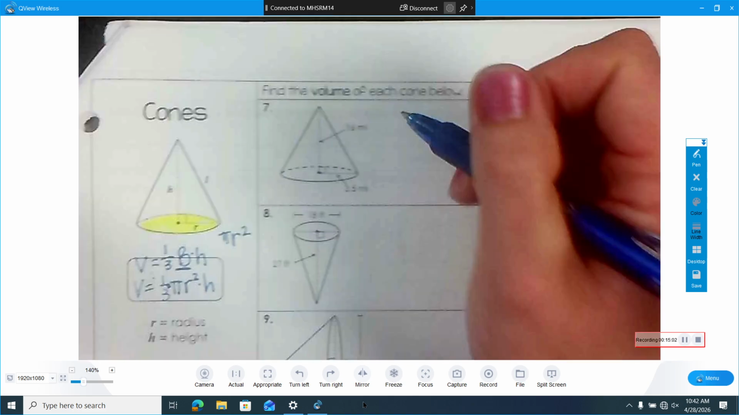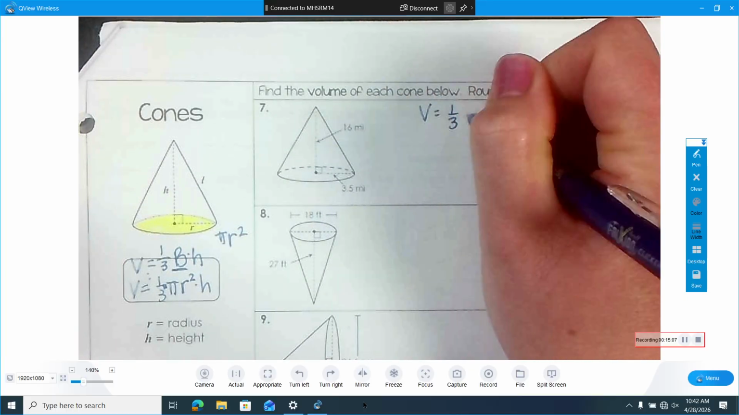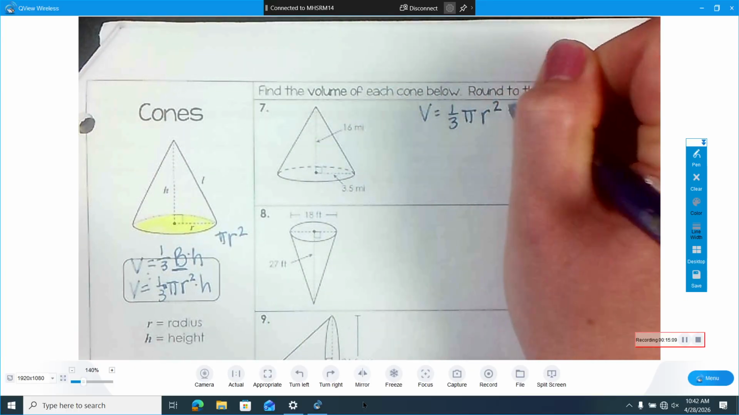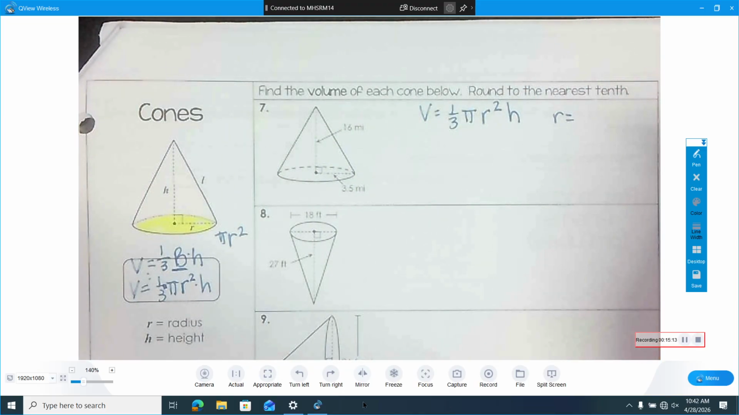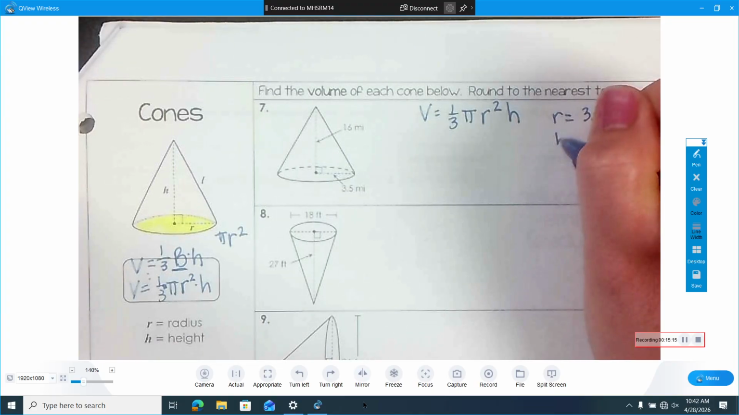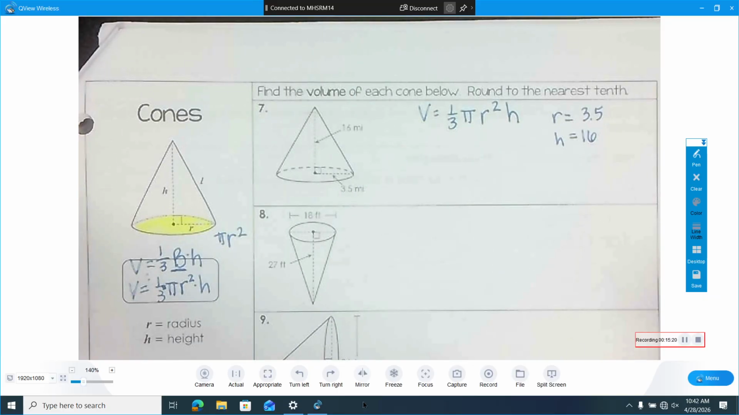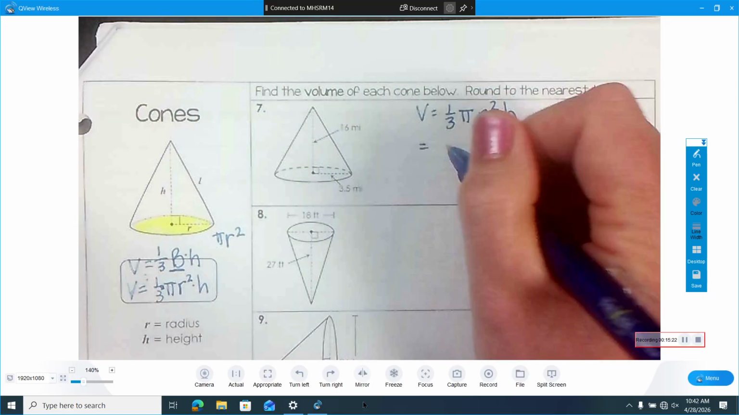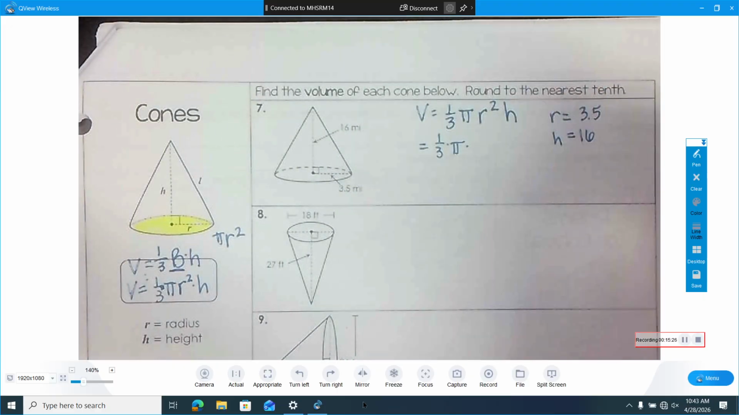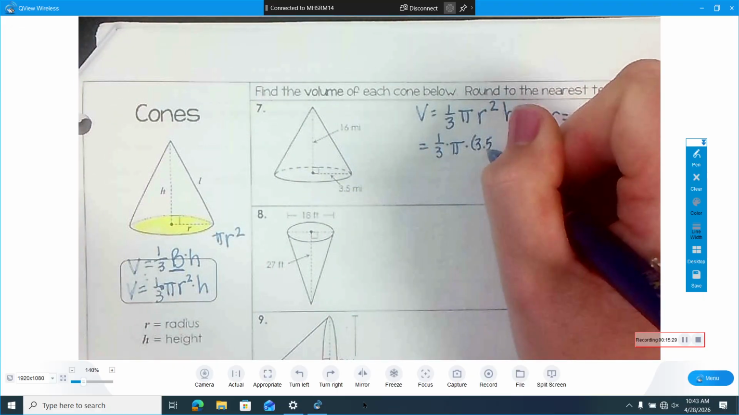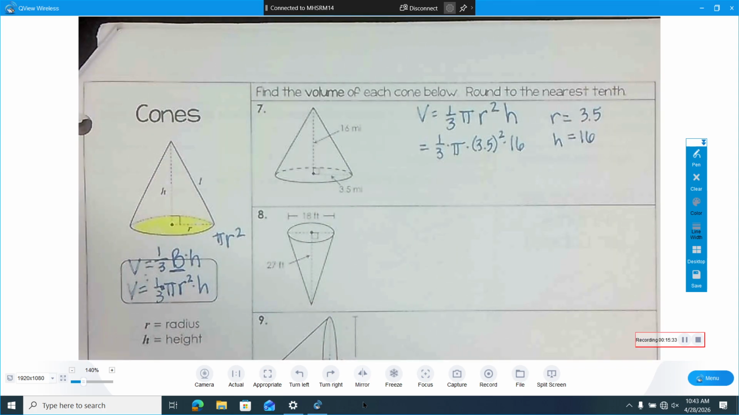So number 7, it is a cone. So volume equals 1/3 pi r squared h. What's our r? 3.5. What's our height? 16. So we just get to plug in the numbers and then use our calculators, which is super nice. So 1/3 times pi times our radius of 3.5 squared times our height of 16.